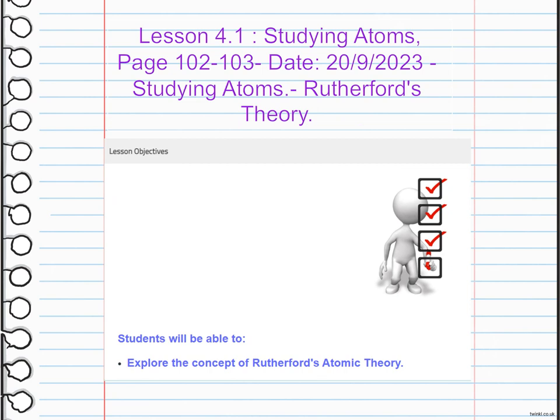Rutherford's atomic theory, proposed by Ernest Rutherford in the early 20th century, introduced the concept of the atomic nucleus. He conducted his famous gold foil experiment, where he observed that most of the alpha particles passed through the foil, but a small percentage were deflected or bounced back. From this, Rutherford concluded that atoms have a tiny, dense, positively charged nucleus at the center, surrounded by mostly empty space with negatively charged electrons orbiting around it.